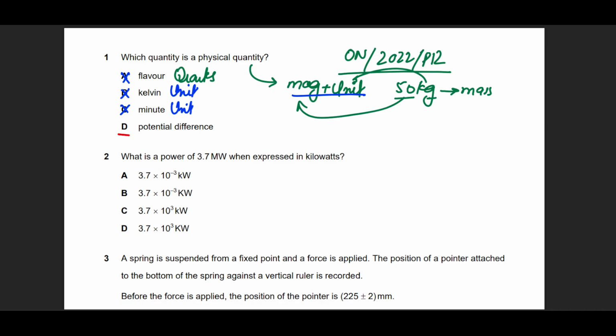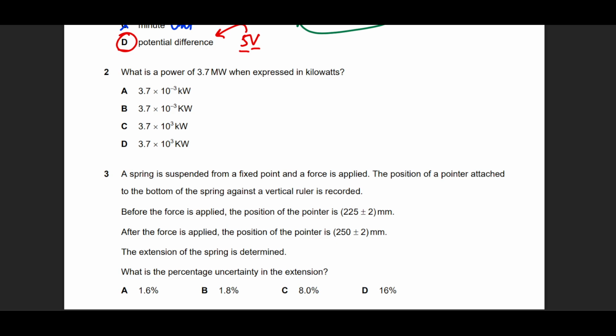Now potential difference, of course, if I write down 5 volt, I can have a number and a unit. And this is a physical quantity that can be measured. All right, so moving on to question number 2.